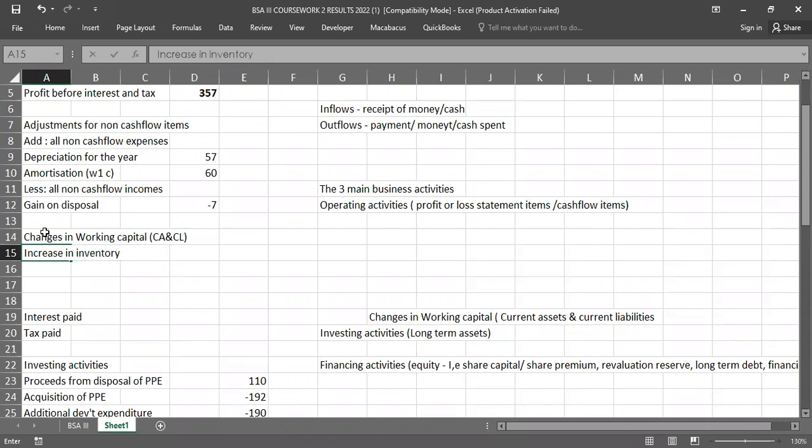Okay. Increasing to what? It's increasing to 360 from 227. Taxation.